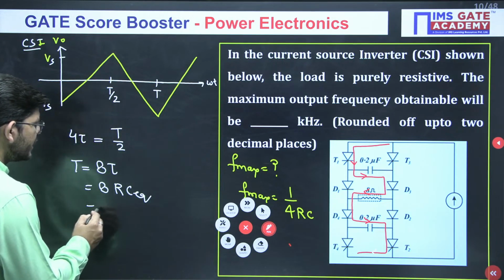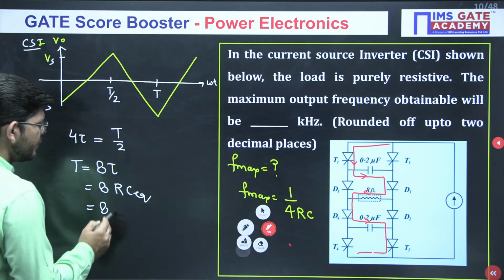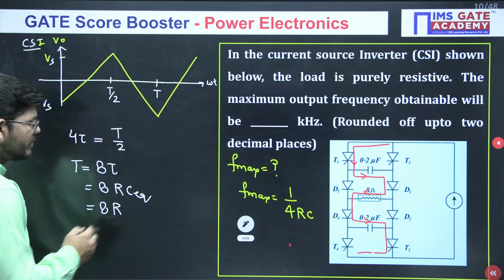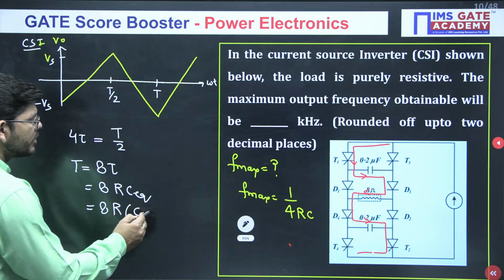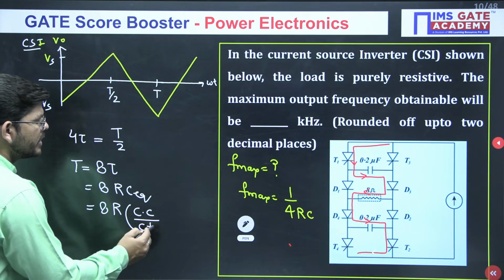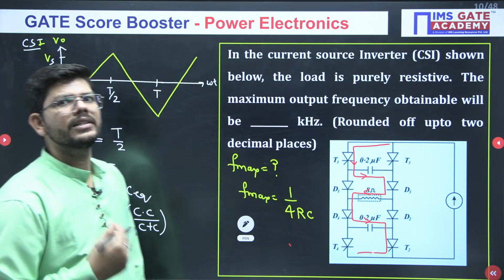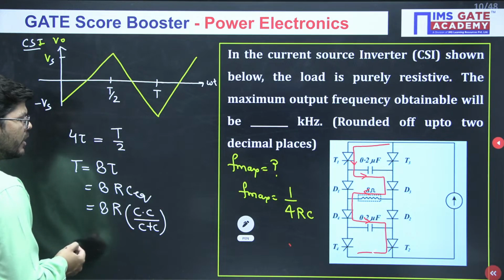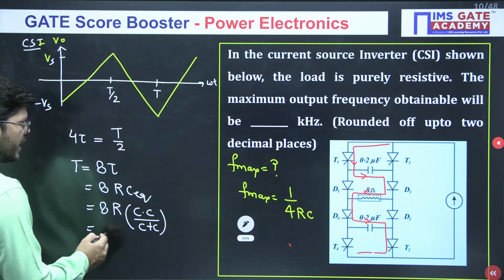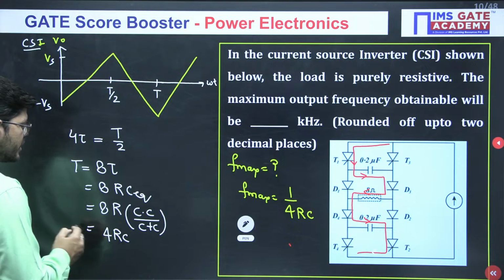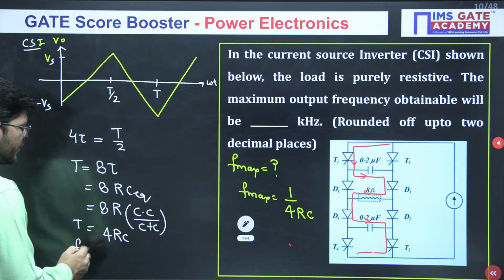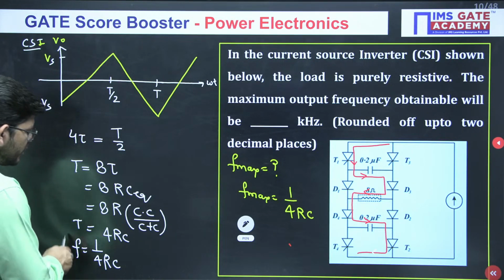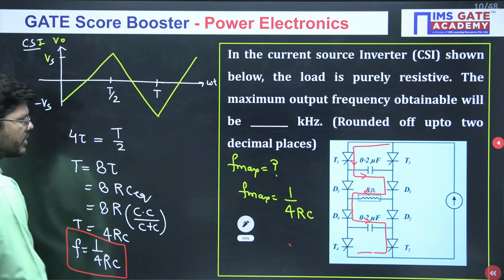So if you have to find C equivalent, both the C's are in series with each other, so you write the series combination: C into C upon C plus C. Capacitors in series are treated like resistances in parallel. So you will get C by 2. So C by 2 means you will get 4RC. This is the time period. So what will be the frequency? It will be 1 upon 4RC. This is how you get this expression.